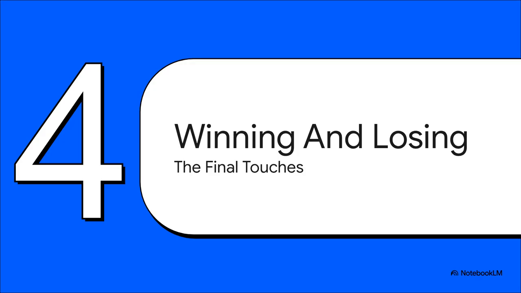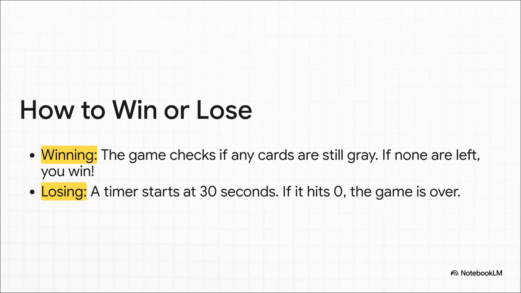Okay, we are so close. The game is totally playable now. The only thing left is to add the final conditions. How does a player actually win and how do they lose? The logic for winning and losing is actually super simple. For winning, the game just needs to check after every successful match, are there any gray cards left? If the answer is no, you win.